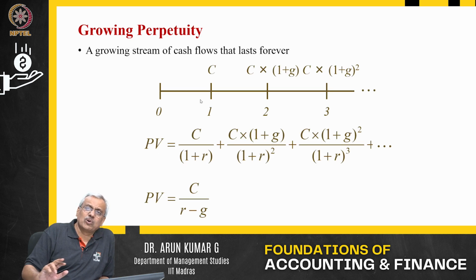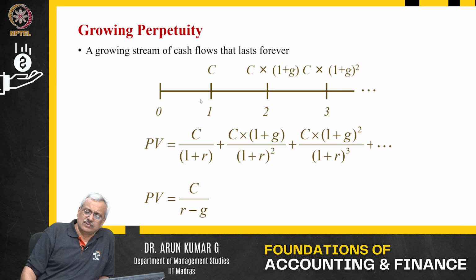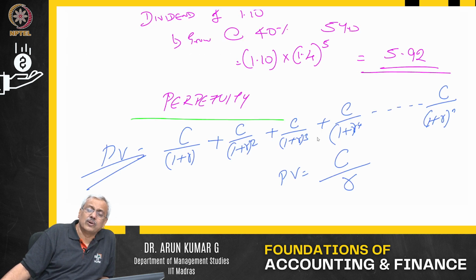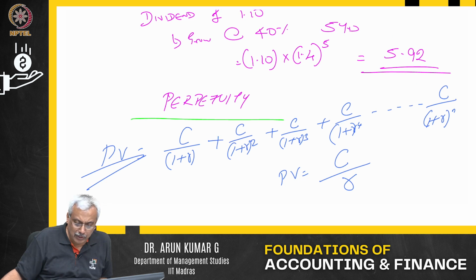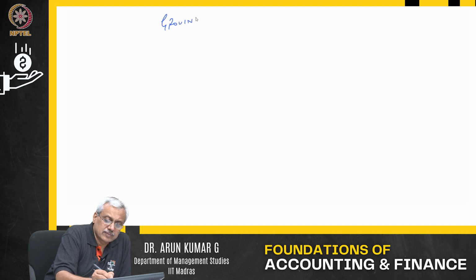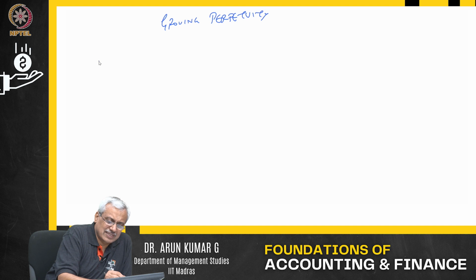Beyond this, we go for growing perpetuity. Imagine this perpetuity also keeps growing. Let us say in this particular example what I took here, I say growing perpetuity. Then what happens? My first year, the present value will be my cash flow. I will just use the alphabet C divided by 1 plus r.